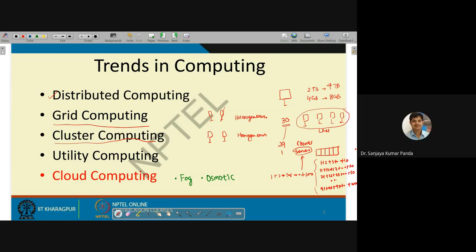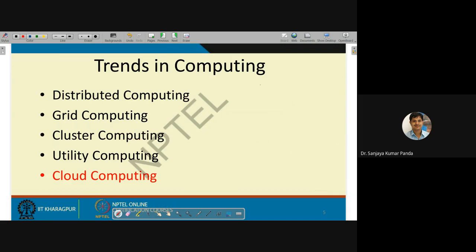The next type of system is called the utility computing system. I'll explain these terms in more detail in the upcoming classes. I'm just introducing these terms so that you will feel comfortable when I explain them. Utility computing systems, like our electricity. You know how our electricity system works, right? You get an electricity bill based upon your consumption.